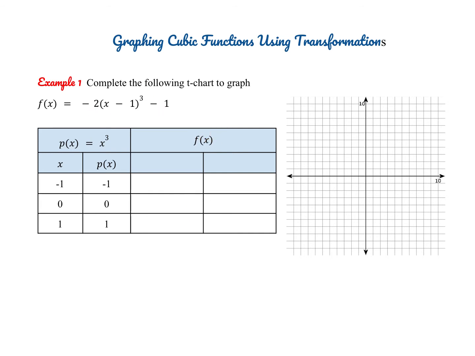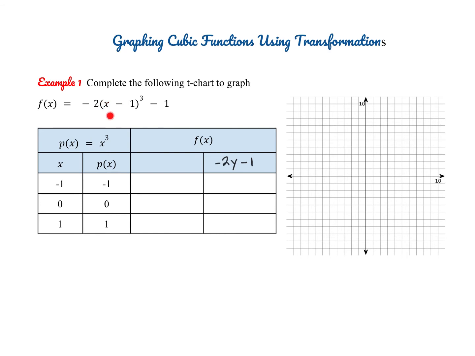So a few things I see going on here. Let's start with the vertical transformations. I see we have a vertical reflection over the x-axis, a vertical stretch by a factor of 2, and a vertical shift down 1. All of these will affect the y value of our graph. So to do that, we would multiply our y values by -2 and then subtract 1.